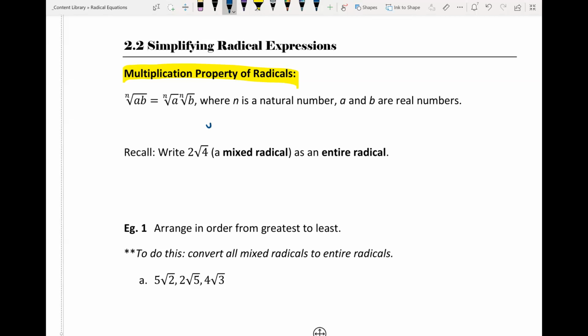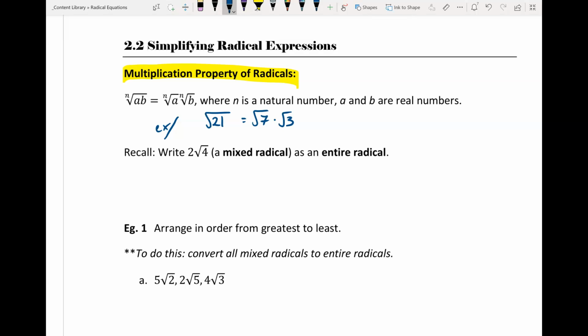So for example, the root of 21 is the same thing as saying the root of 7 times the root of 3. So now also recall what a mixed radical is. A mixed radical will have a number in the front and also a radical beside it. That is a mixed radical, and you can write it as an entire radical that's completely enclosed underneath the root sign.